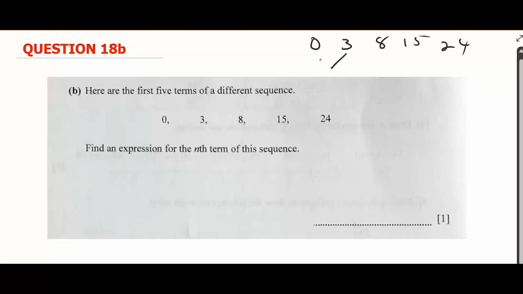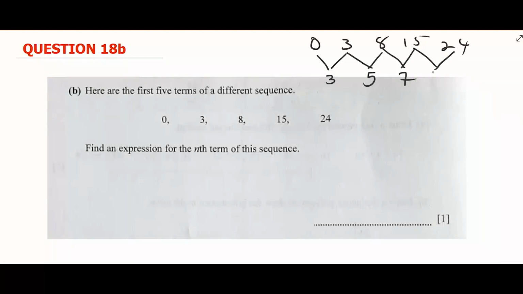So let's see the difference here. This will give you 3 minus 0, 3. This and this, it will give you 8 minus 3, 5. This and this, 15 minus 8, 7. This minus this, we are going to have what? We are going to have 9. You can see that this is the first difference, and at first difference we don't have common difference. We don't. So let's find another difference again.